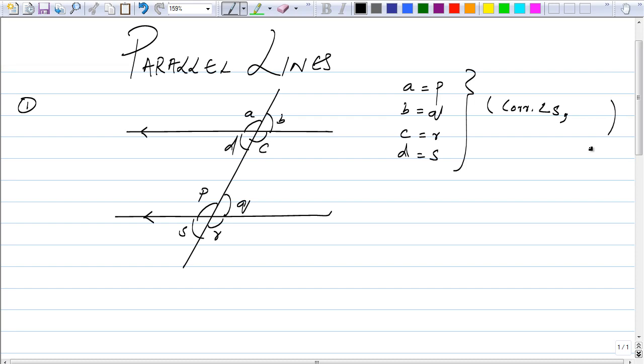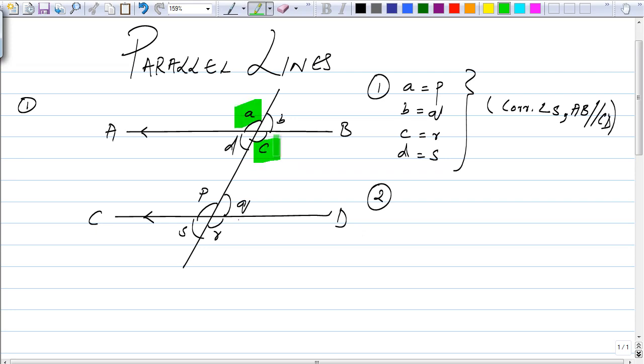You will have to write which two lines are parallel. So if I name these lines, I can simply say that I am considering AB to be parallel to CD. Moving on to the second property, I can see that A is equal to C because the two angles are vertically opposite, and I explained that property earlier in a previous video. So I will just simply apply that property. A is equal to C.